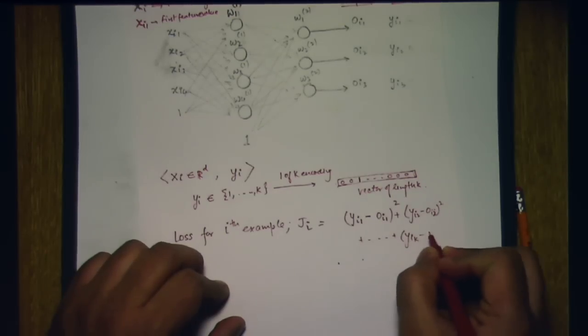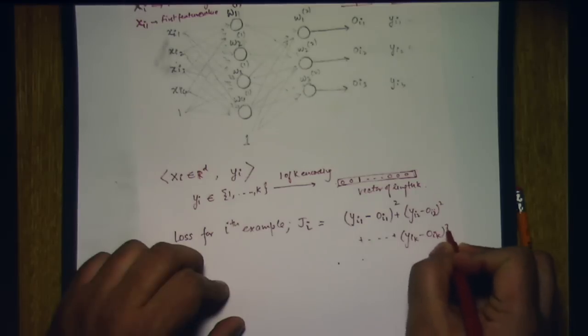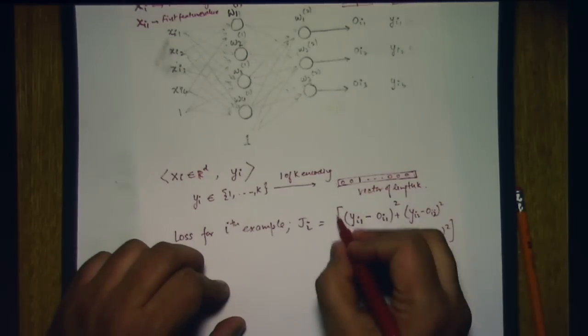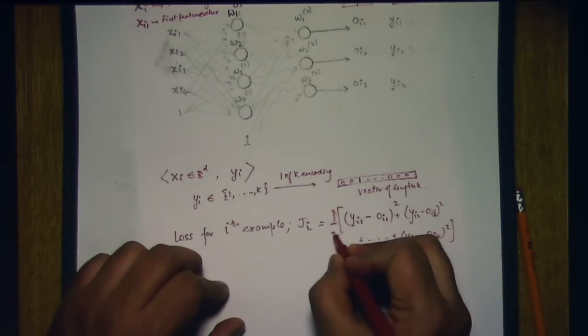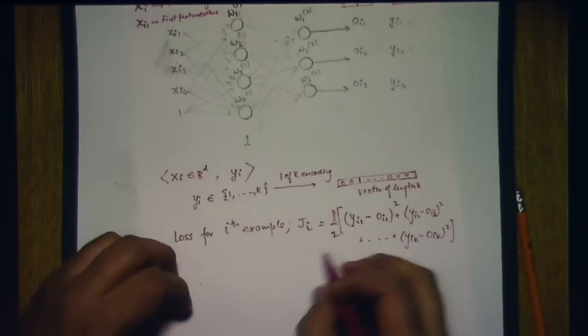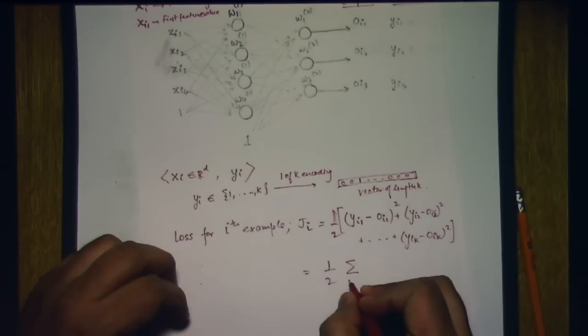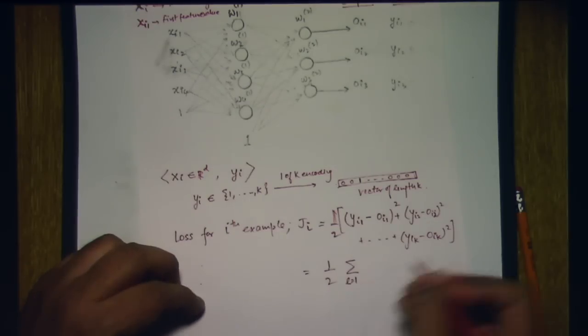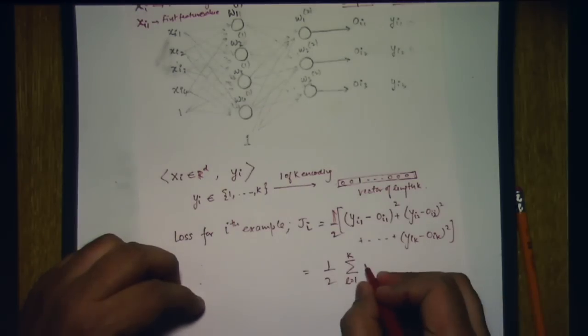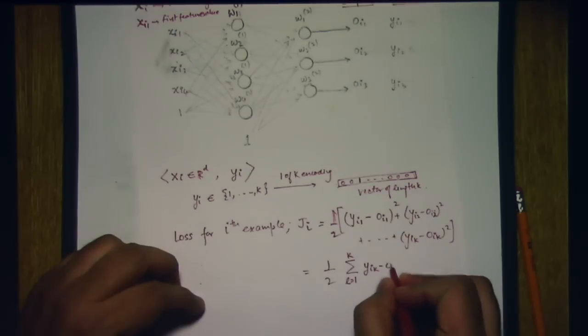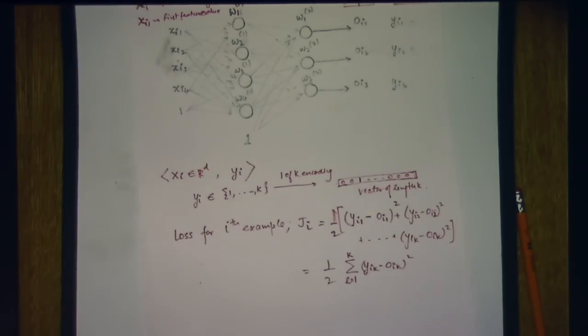So with the square of y_ik minus o_ik, and we put a half in the front. Later on we'll do the differentiation, so this will help us, and compactly we can write it as just a summation, with l equal to 1 through K, of (y_ik minus o_ik) squared. So this is the loss for the ith training example. Any questions so far? This is exactly like the perceptron loss as well, right?